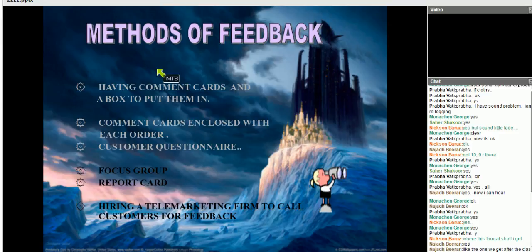So there are many methods the organization adapts for taking the feedback. So let's see what are those methods. Methods of feedback. Having comment cards and a box to put them in. Like if you have seen that if you visit any restaurant or any hotel where you make the payment, they have the suggestion box. Or if you visit any banks, they have the suggestion box where you can give your suggestions or feedback. How many of you have seen that?